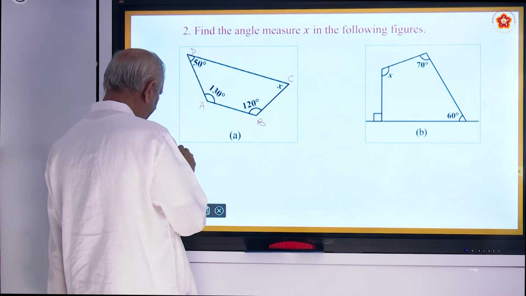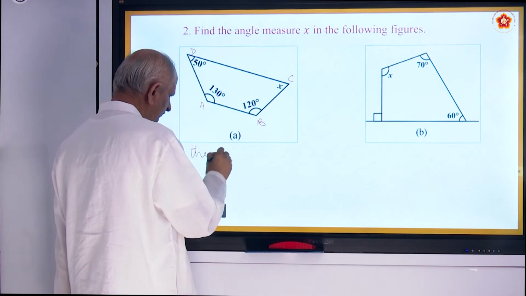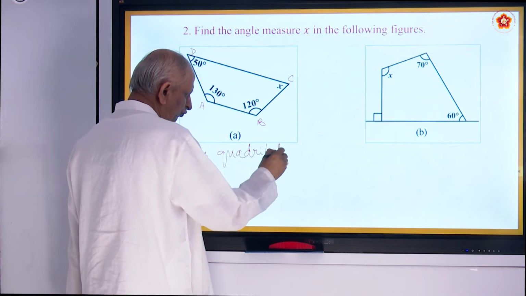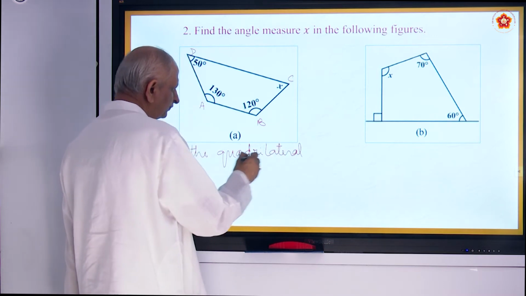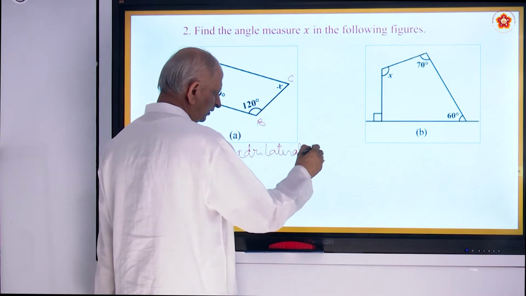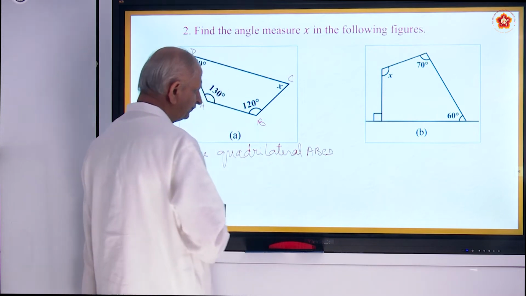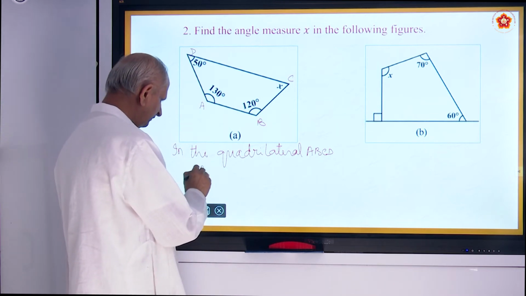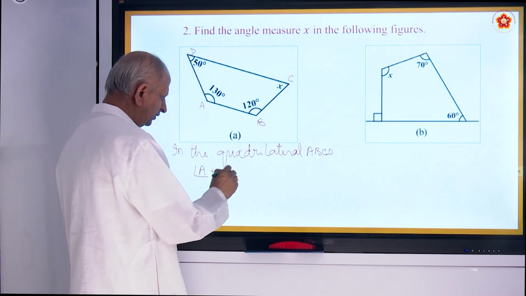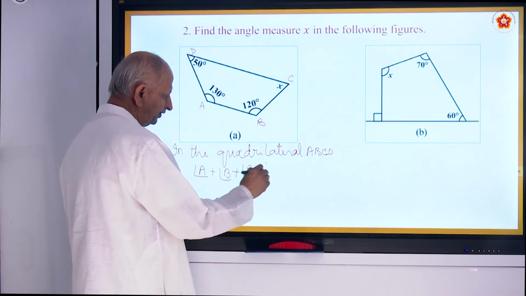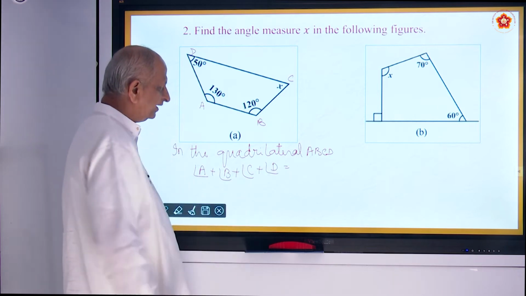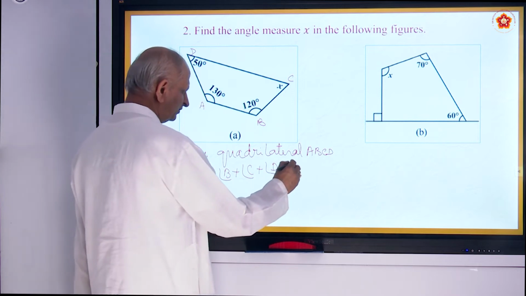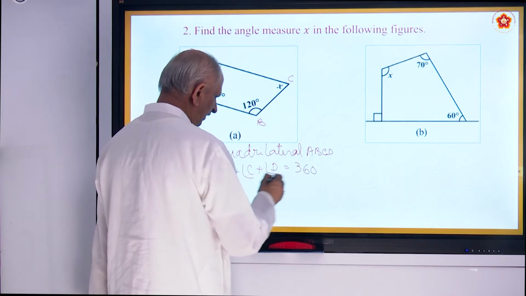So, in the quadrilateral PQRS, why is it called a quadrilateral? Because it has 4 sides. I write ABCD, sorry, not PQRS, it is ABCD. Come on, name the angles. First is A, second is B, third is C, fourth is D. What is the sum of all the angles? 360 degrees, is it not? Because it consists of 2 triangles.